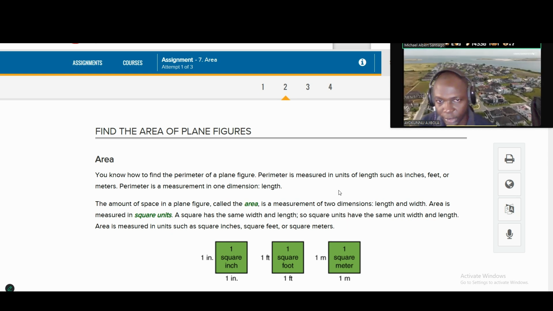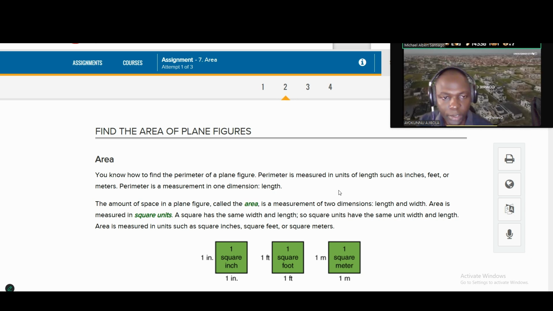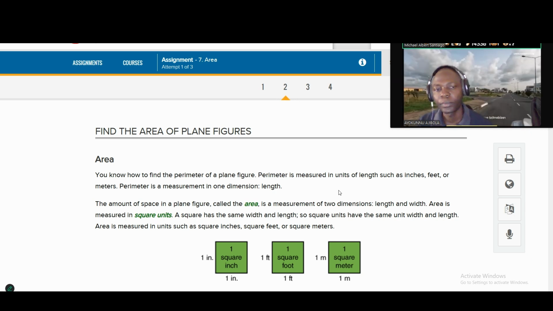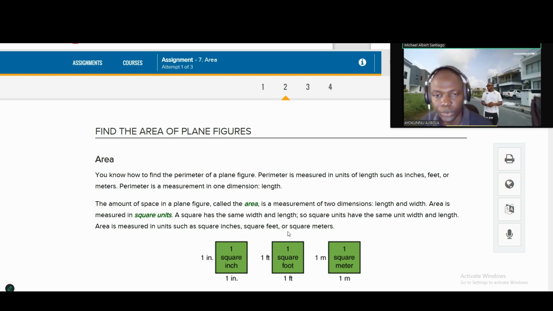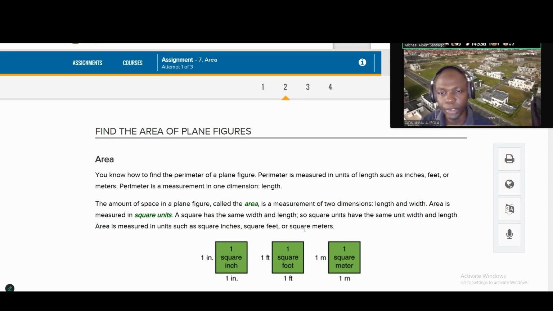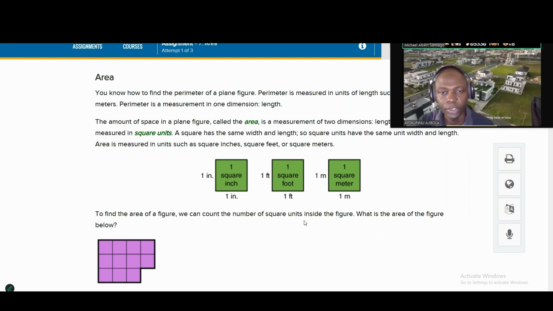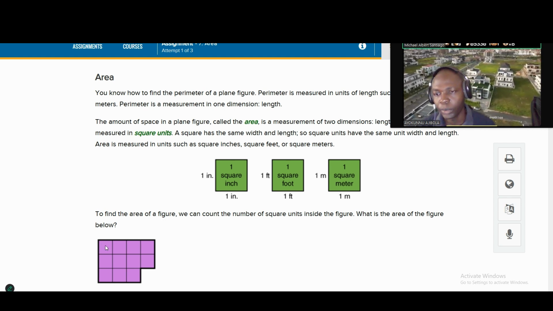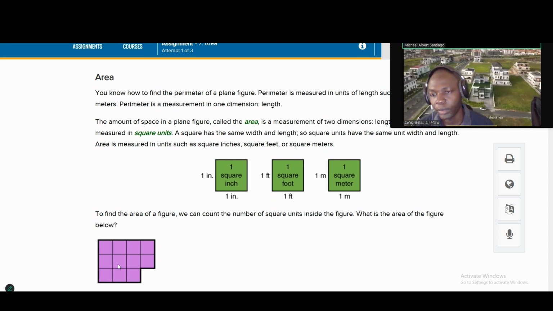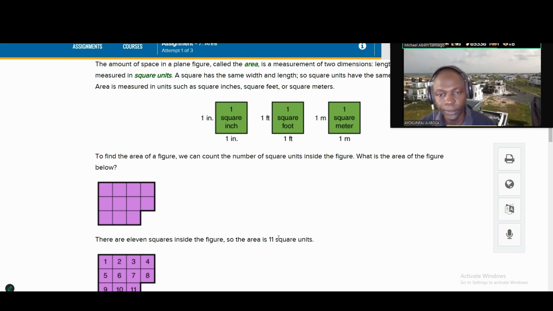A square has the same width and the same length, so square units have the same length and width. Area is measured in units such as square inches, square feet, or square meters, depending on the unit. So to find the area of a figure, we can count the number of square units inside the figure. So what is the area of the figure below? Let's just count: 1, 2, 3, 4, 5, 6, 7, 8, 9, 10, 11. That is 11 square units, okay?